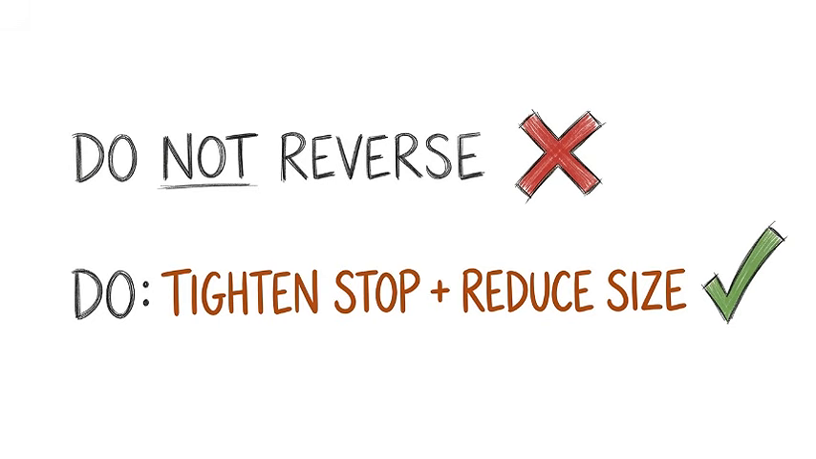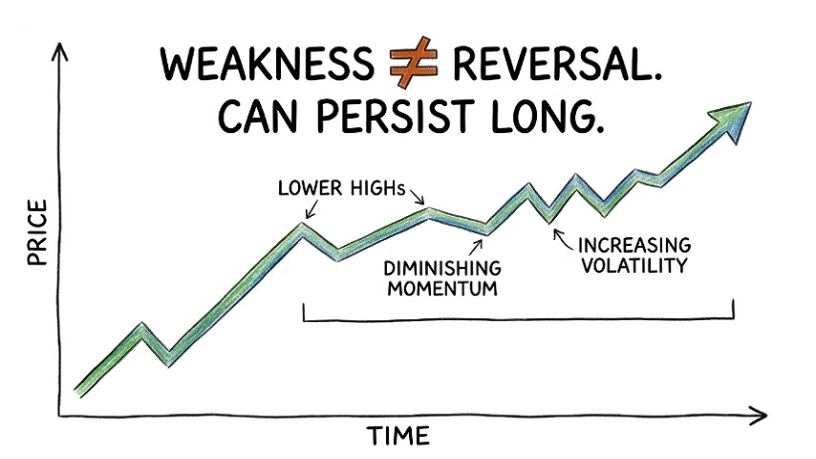They tell you to tighten your stop loss, reduce your position size, and stop adding to existing winners. Weakness is not reversal. A weakening trend can persist for a long time before the actual structure breaks. The trade is only over when the structure actually breaks with displacement and confirmation. Until that point, the trend is still alive.